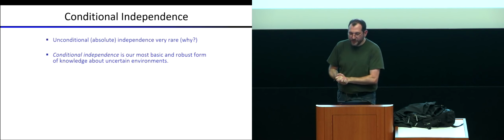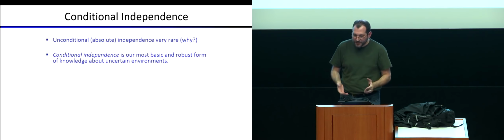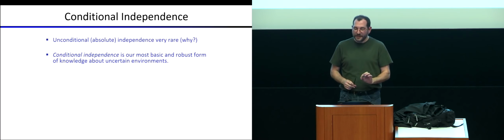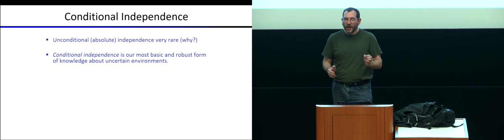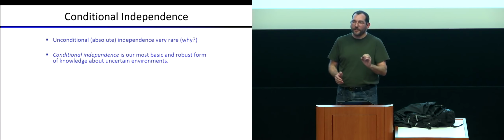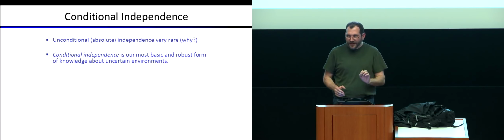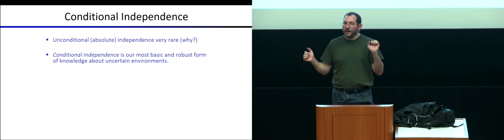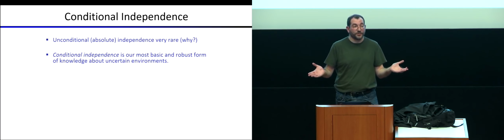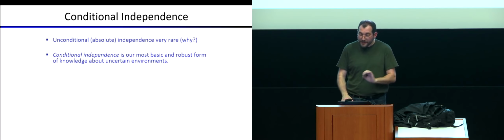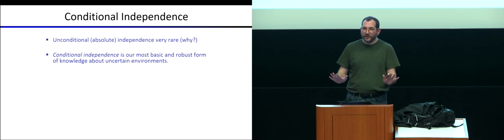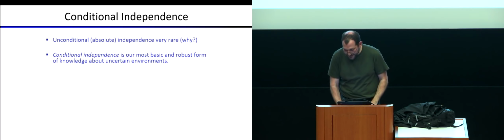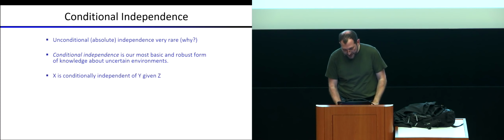Okay, so we already talked about this. Unconditional, or what's called absolute, independence is very rare. On the other hand, conditional independence is one of our most basic ways of saying something about a probabilistic model that simplifies it in a way that allows us to tractably compute important quantities on large distributions. So independence, rare in theory; conditional independence, very important. Okay, and we'll see conditional independence and its consequences a lot today.